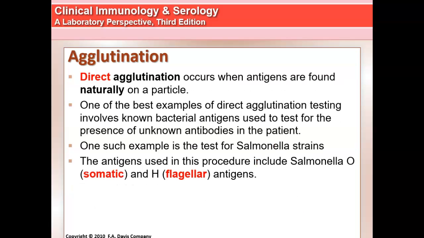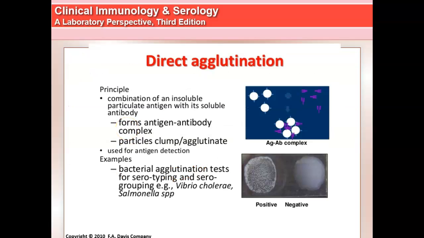Direct agglutination occurs when antigens are found naturally on a particle. One of the best examples of direct agglutination involves known bacterial antigens used to test for the presence of unknown antibodies in the patient. One example is Salmonella. The antigens used in this procedure include Salmonella O, or somatic antigen that's part of the Salmonella cell wall, and the H flagellar antigen. So that H antigen is part of the flagella on Salmonella. And this is exactly what it looks like.